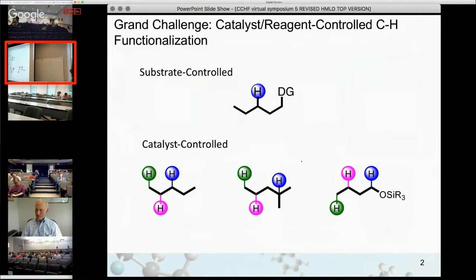And as you can see in the compound on the right-hand side, these catalysts ideally would be able to override maybe the normal site that you'd expect for CH functionalization. Probably alpha to oxygen is the most active, the hydrogen marked in blue, but with the appropriate catalyst, you could change that pattern of reactivity.